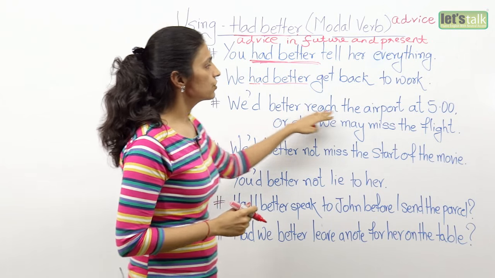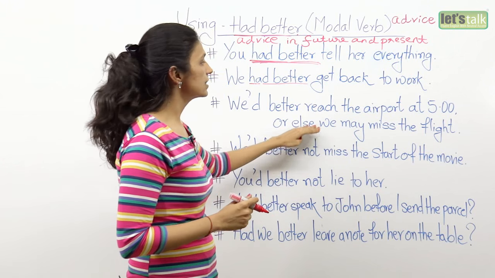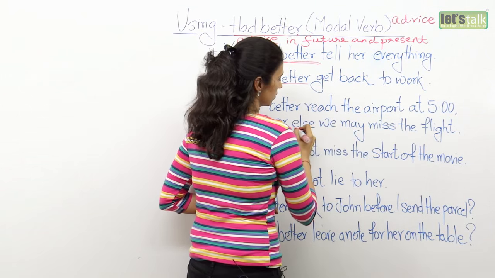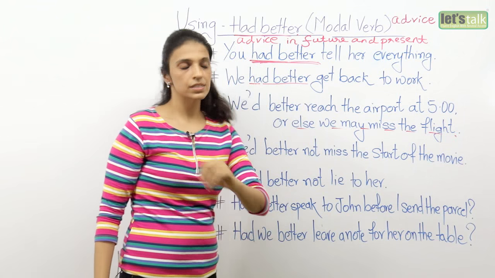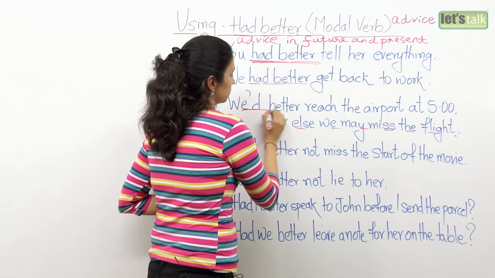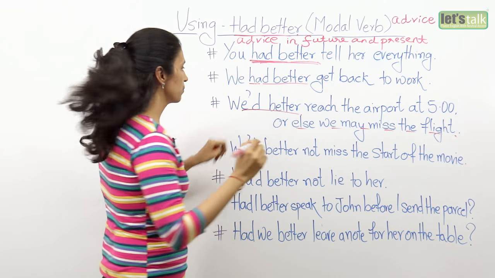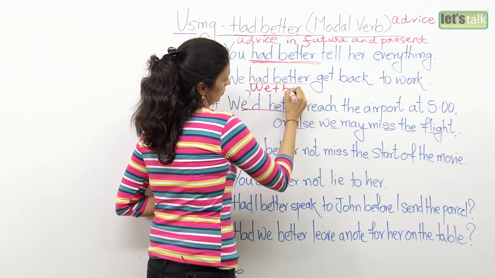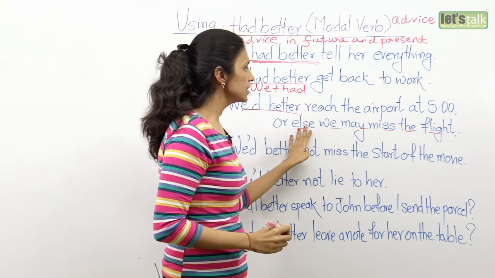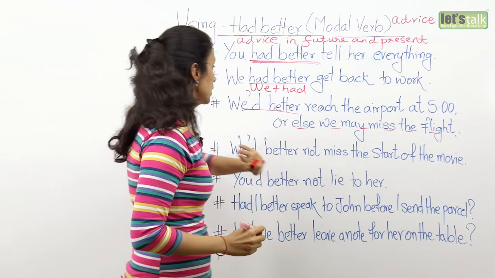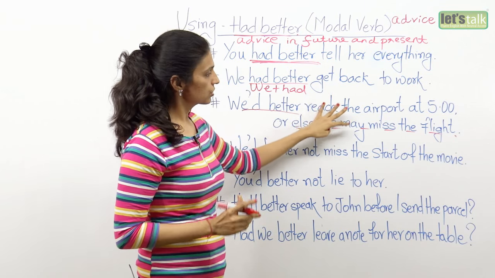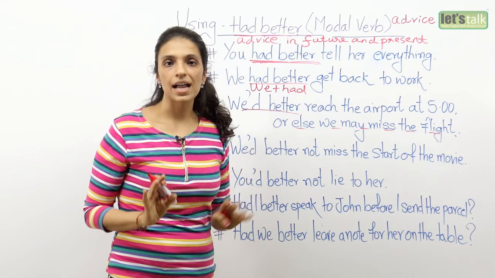Okay, we'd better reach the airport at 5 or else we may miss the flight. Now see here, it's very clear. If we don't reach at 5, there is going to be a negative impact or a consequences. You will miss the flight. We may miss the flight. So, we'd better. Well, here I have contracted had with we. Okay. So, you say it as we'd. We'd better reach the airport at 5 or else we may miss the flight. Okay. So, to avoid this negative consequence, we had better. So I'm giving advice in a particular situation. So I use had better.